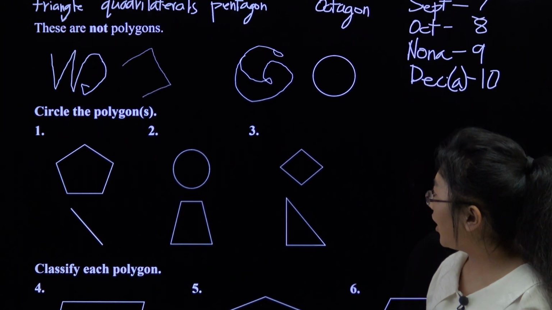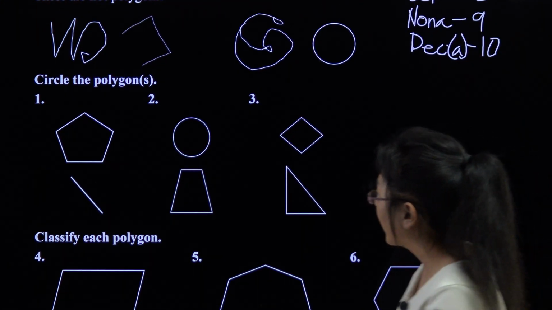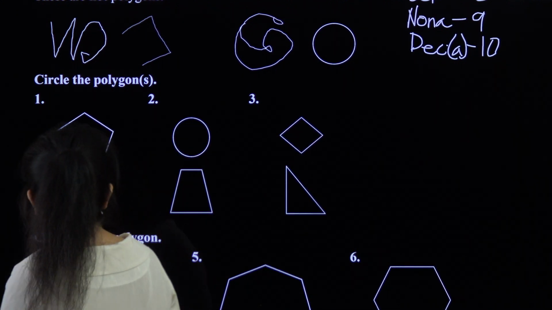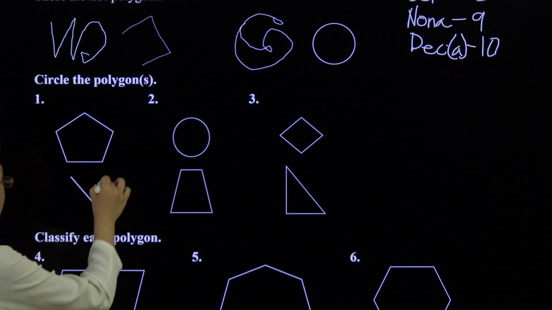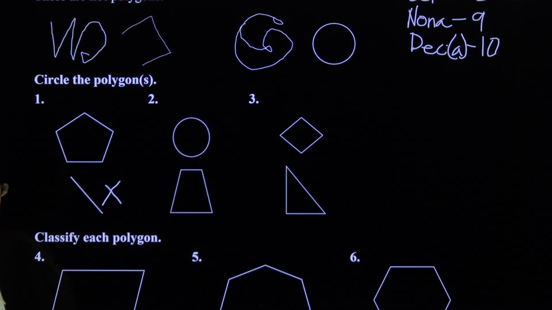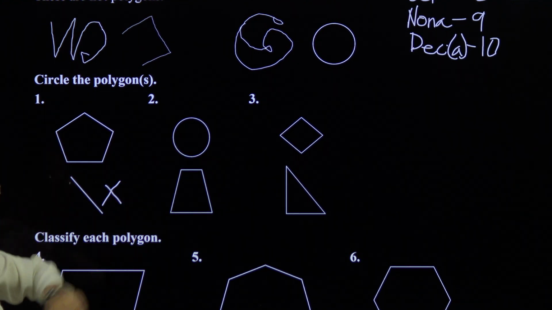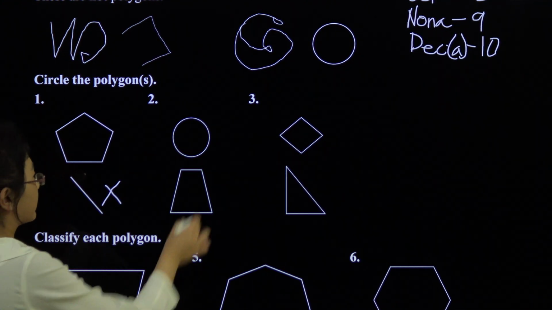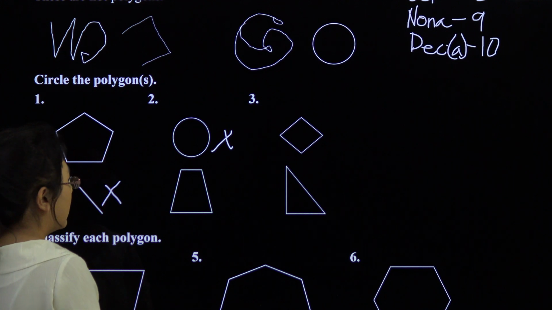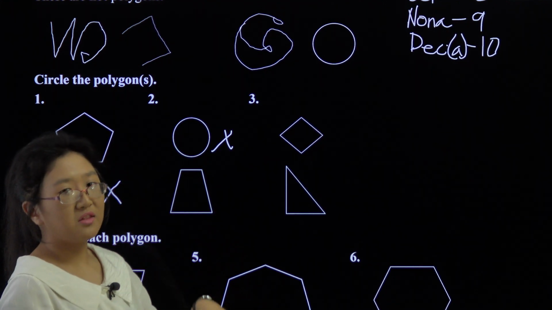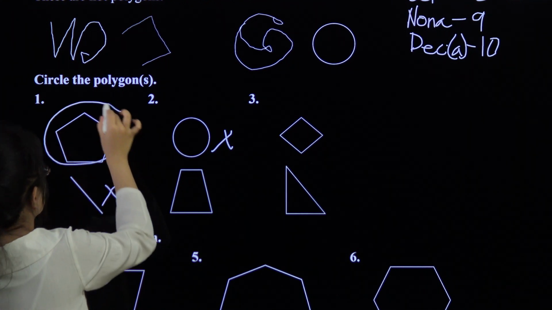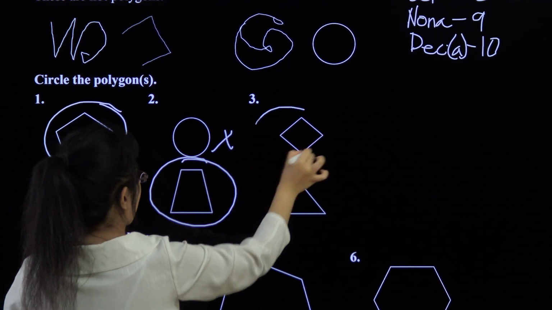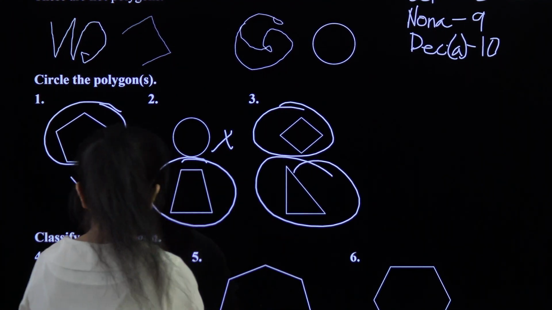Now, circle the polygons. So, first of all, which ones aren't polygons? We have a line over here that's not enclosed, so this one's not a polygon. And this one over here has curved sides, so it's not a polygon either. The rest of them have straight sides and are enclosed. So we circle the rest.